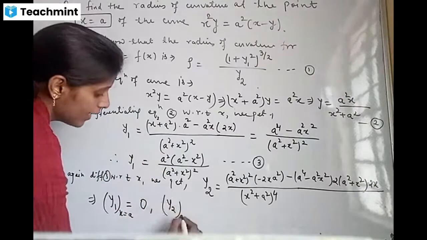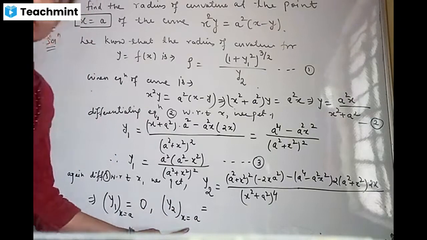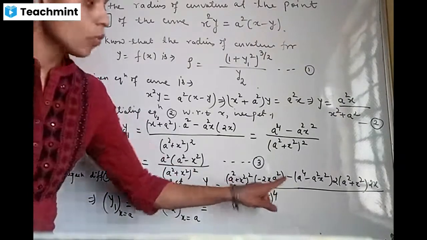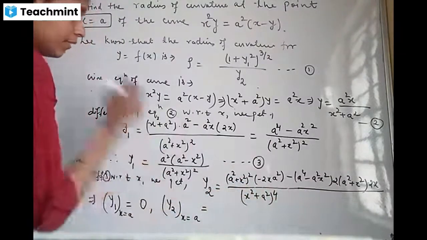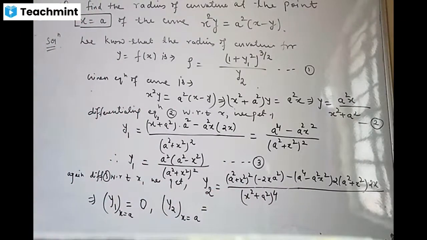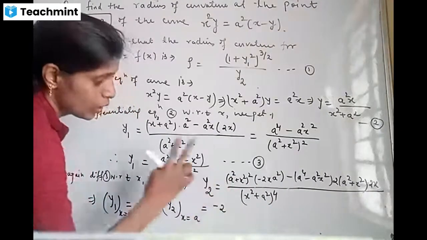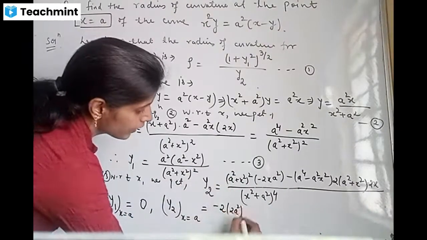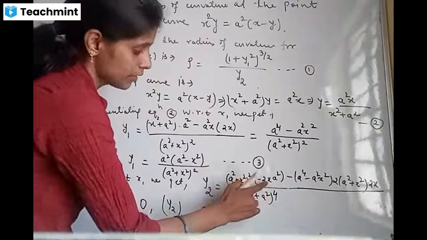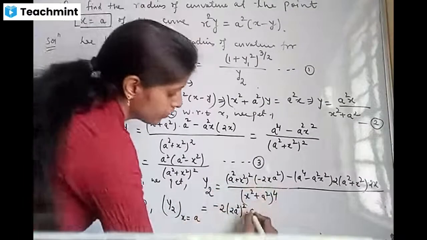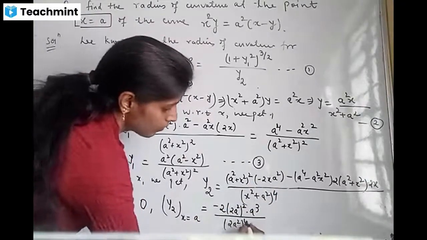Now y2 at x equal to a. So what is y2 at x equals a? Again while putting the value of x equal to a, this term will become 0. So this whole term becomes 0. Now only I have a term this much. So write the value here. So the value of y2 is minus 2 times, look, a square plus a square is 2a square, so (2a square) square, and then into, from here again we put x as a, so 2 times a into a cube divided by (2a square) to the power 4.